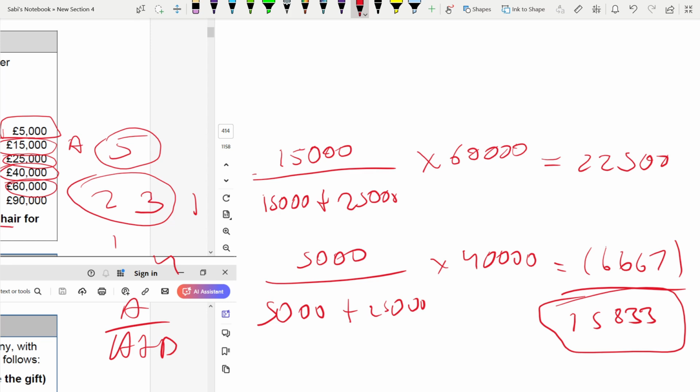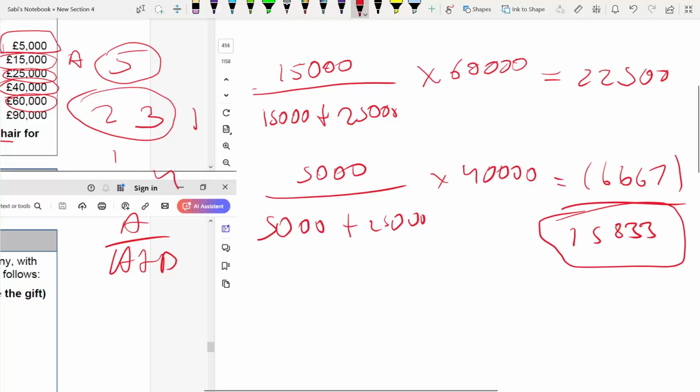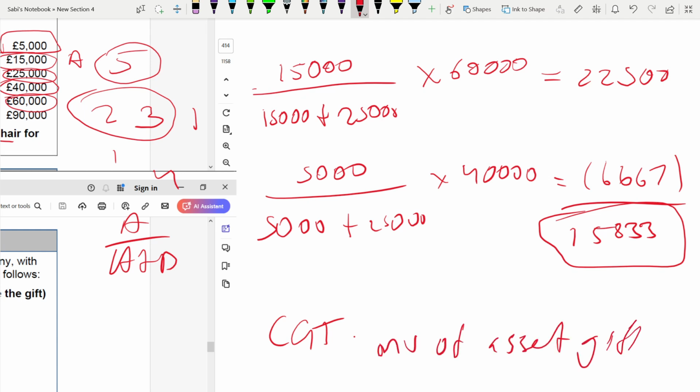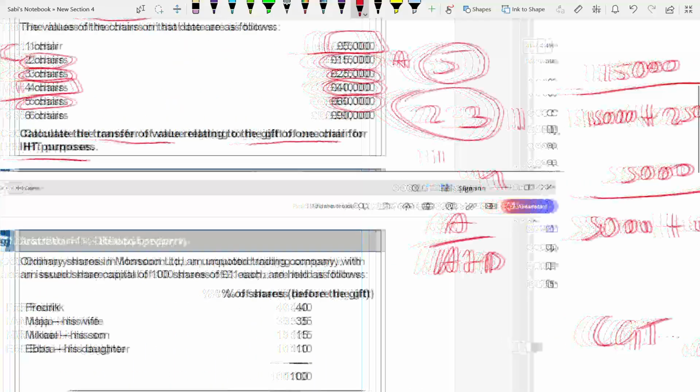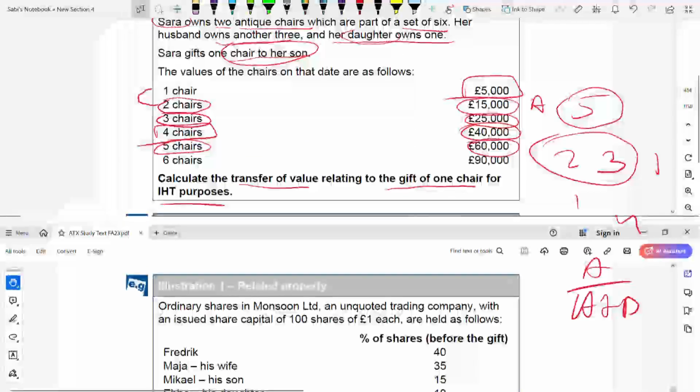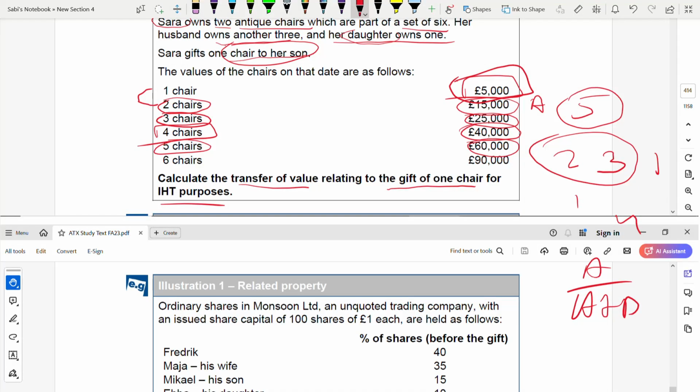This is just for a note purpose. Okay, I finished the IHT. For IHT, this is the value, but for CGT, this is just for understanding CGT also. What would be the market value of the asset gifted? For CGT purpose, we use the market value of the asset gifted. What is the market value of 1 chair? We gifted 1 chair, no? So the market value of 1 chair is 5,000 only. For CGT purpose, it would be 5,000.